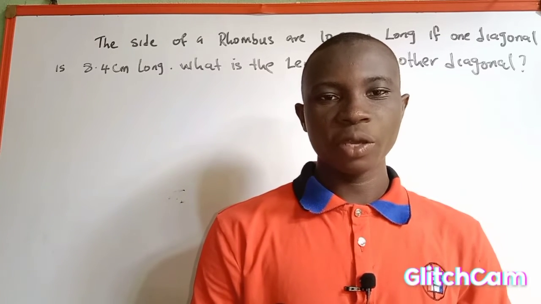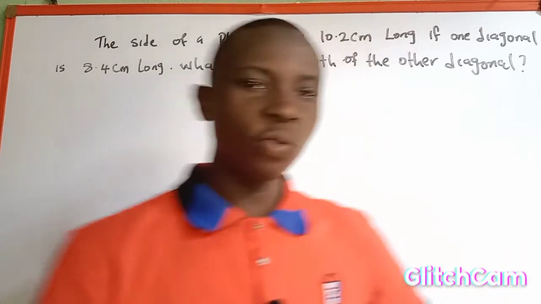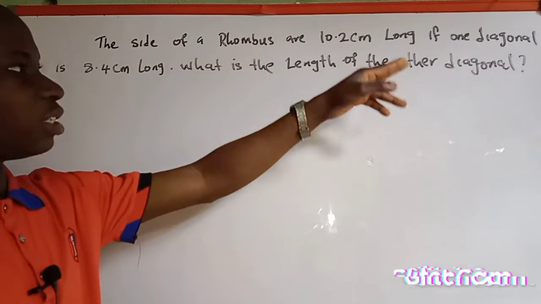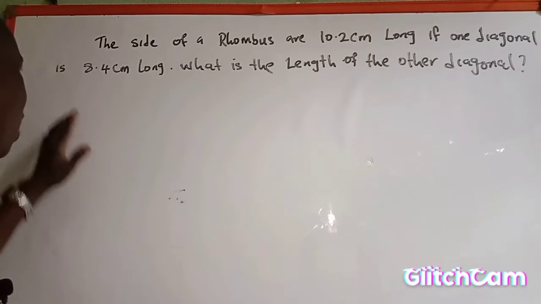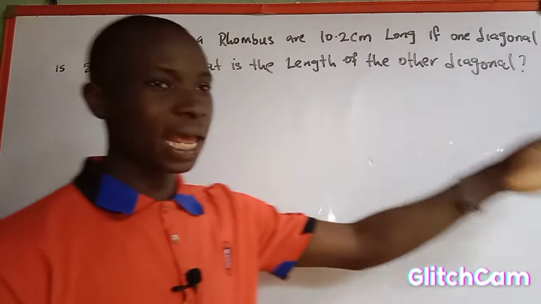In today's tutorial, we're going to learn how to provide a solution to this question on the board. And the question said, the sides of a rhombus are 10.2 centimeter long. If one diagonal is 8.4 centimeter long, what is the length of the other diagonal?